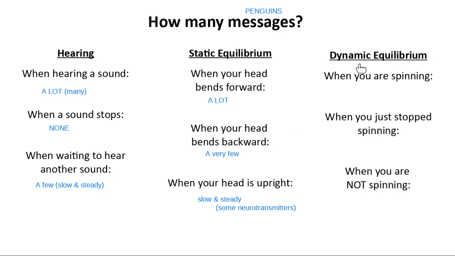All right. Last one here, we're talking about dynamic equilibrium. When we talk about dynamic equilibrium, this one is all about spinning. So when we talk about spinning, again, it has to do with the normal state, the spinning state, and the I just stopped spinning state. So let's start with the state where we have tons of penguins. Which of these three is when I have a whole bunch of those messages? When am I spitting out all of my pings or my penguins?